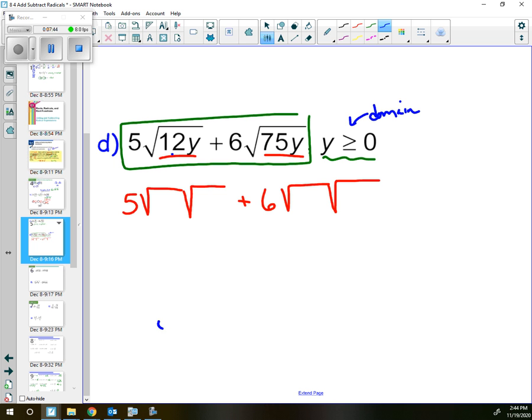So think about your perfect square list. I'll write it down here again. So we have at least a few first ones here. 4 divides into 12, right? So we'd have 4 times 3.